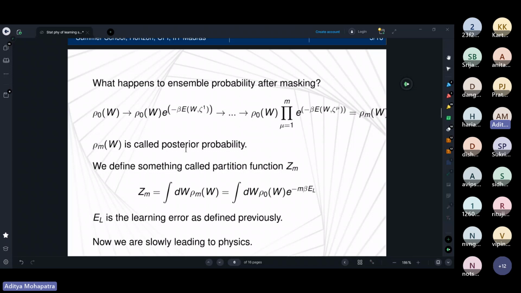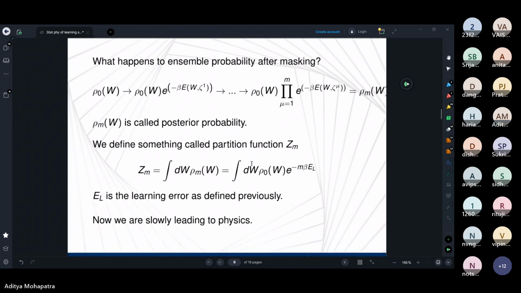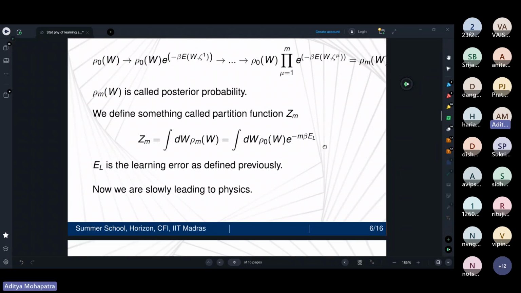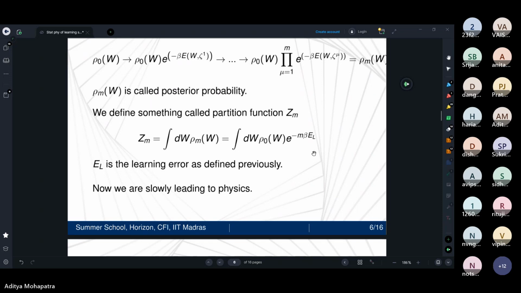This is called the posterior probability because we got it after the masking, and rho not w is called the prior probability. And you define something called the partition function, which is this thing, computed over all rho m. And as we see, the formula of rho m is just this. Got it? And EL is this thing.